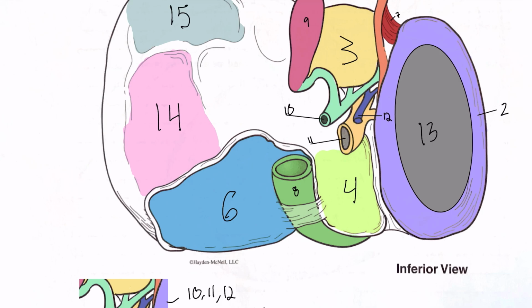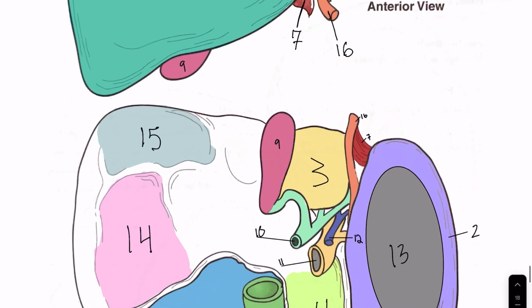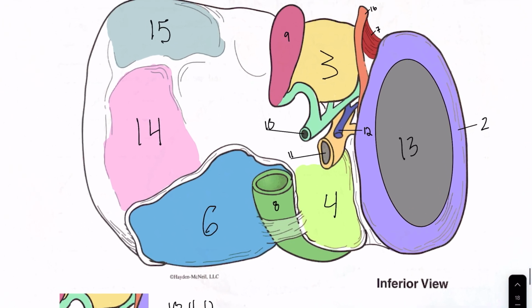13 is going to be the gastric impression, meaning the impression from your stomach is really making that. And that is going to be located underneath the left lobe, which makes sense, right? I mean, that's where that stomach is sitting, basically. So that gastric impression is number 13.